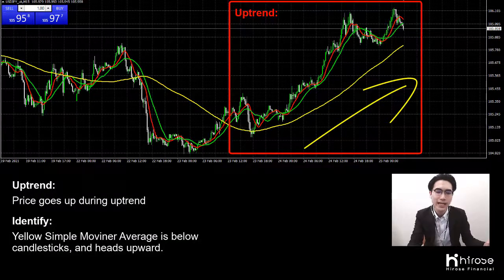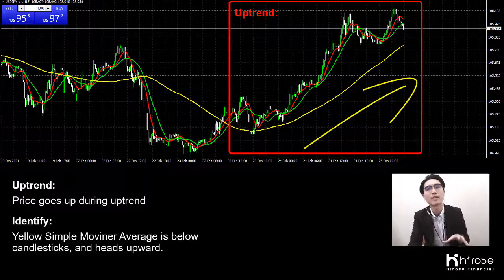To identify an uptrend, we will be looking at the yellow simple moving average. When the yellow simple moving average is below the candlestick and is heading upward, it means that the price goes up overall. So the market, the price now, is in an uptrend. During an uptrend, because the price goes up overall, we will be looking for timing to place buy orders. So that's the uptrend.